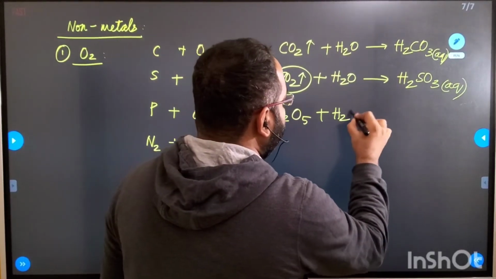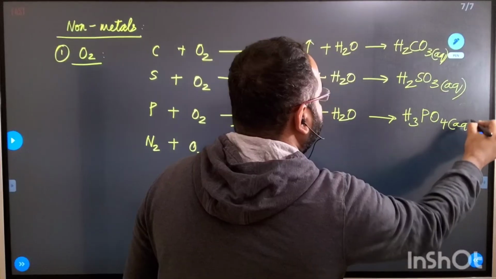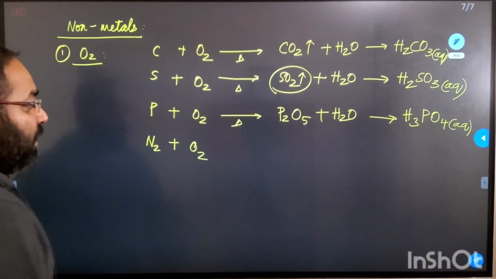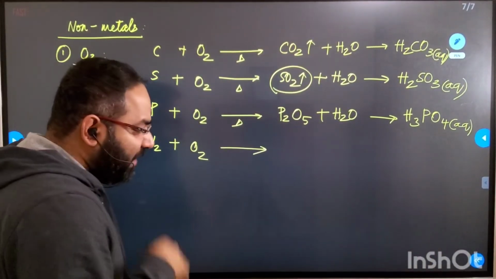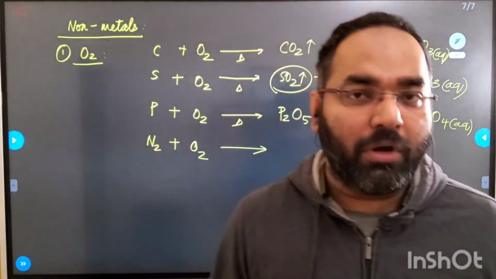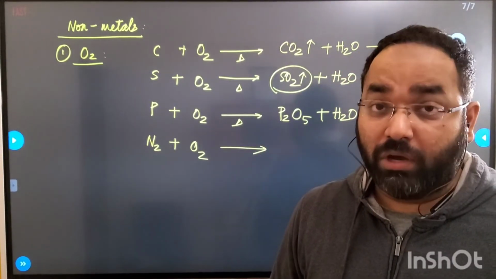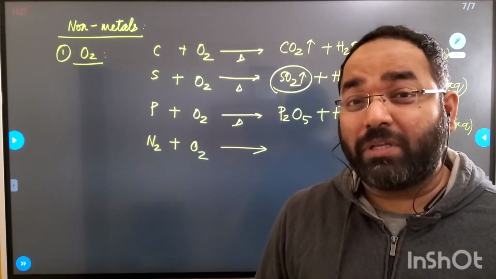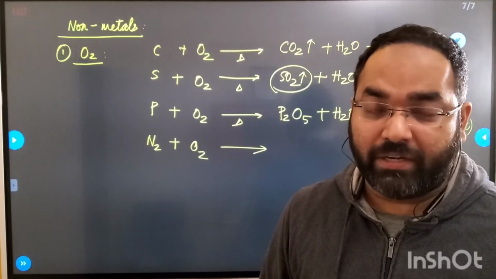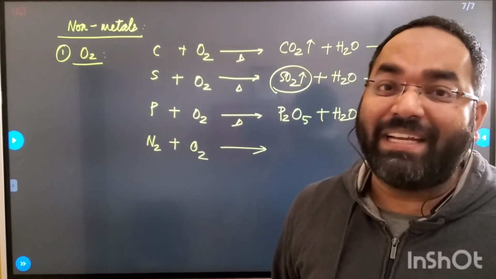When you add water to it, you're going to get its corresponding acid, which is phosphoric acid. And the last one, nitrogen and oxygen, is a very tricky reaction. Nitrogen as such is quite inert. Nitrogen, because of its triple bond, is very hard to break. So what happens is, if you want it to react with oxygen, it has to react only in the presence of a very strong stressful factor. And the best way to make nitrogen and oxygen react is in the presence of a lightning strike.